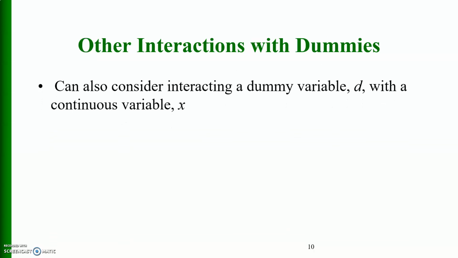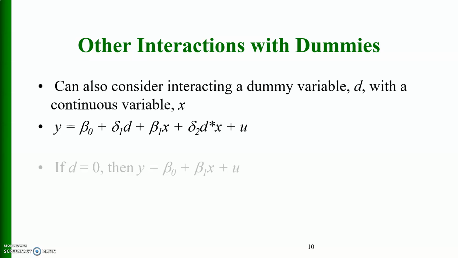Other interactions with dummy variables. We can also consider interacting a dummy variable d with a continuous variable x. And it will look like this: y is equal to beta naught plus sigma 1 d plus beta 1 x plus sigma 2 d times x plus u.